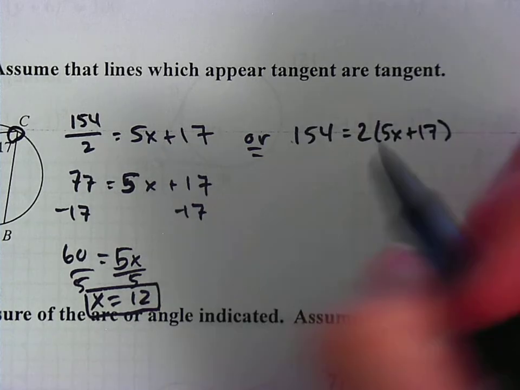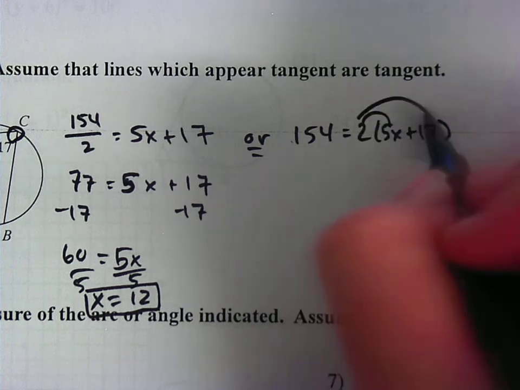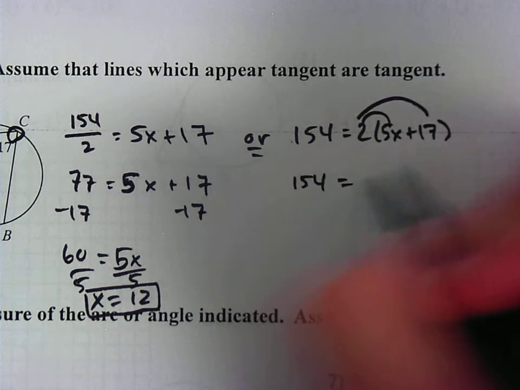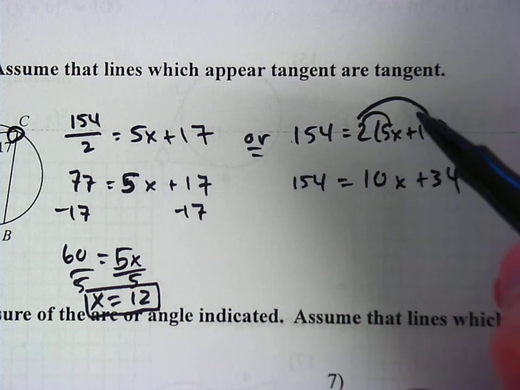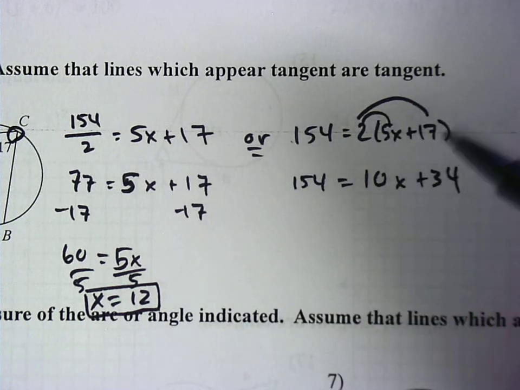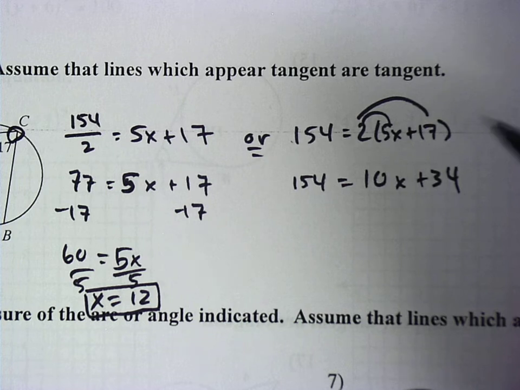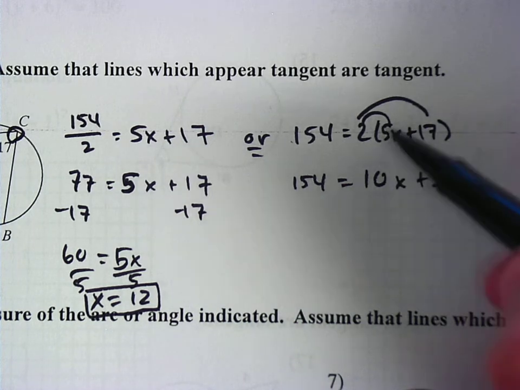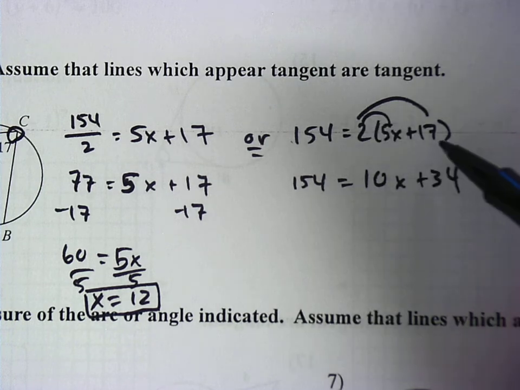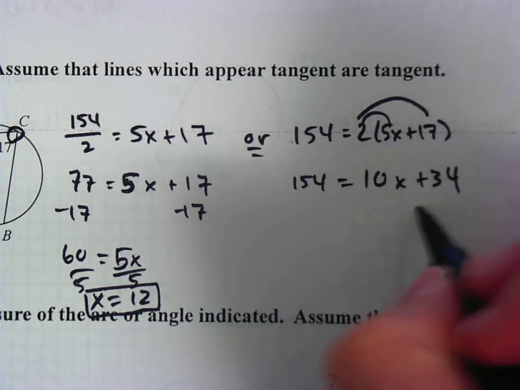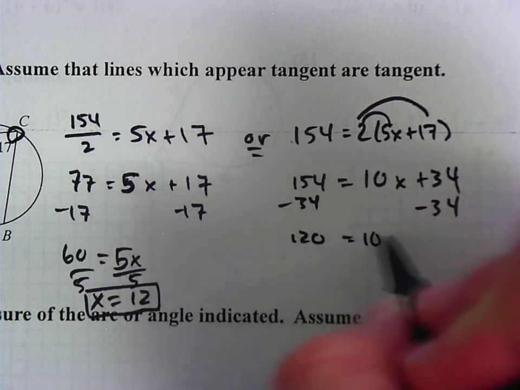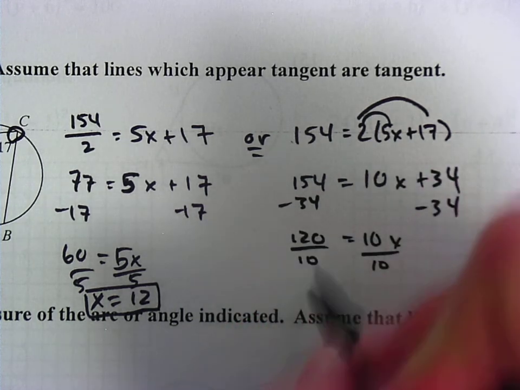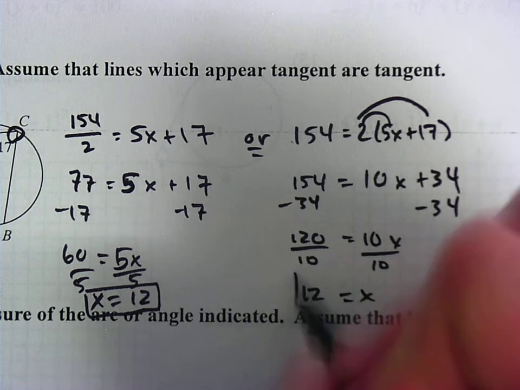All right, but over here, the first thing we need to do is actually distribute. So 154 equals 10x plus 34. And these rainbows, if you like to call them, or the distributing sign, it just means multiplication. It's just a multiplication thing. So 2 times 5x is 10x. 2 times 17 is 34. Subtract 34. 120 equals 10x. And I think you can see already that x is going to equal 12.